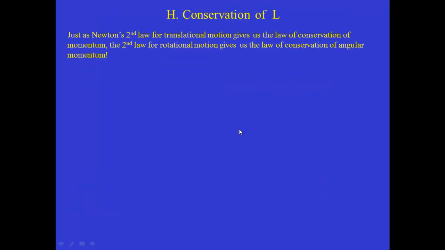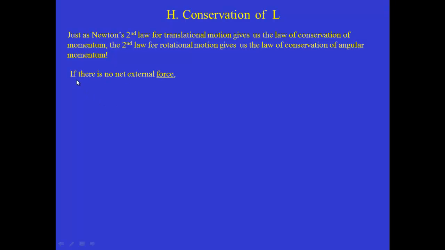Now, just as Newton's second law for translational motion was important because it gave us the law of conservation of momentum, the second law for rotational motion gives us, under the right conditions, the law of conservation of angular momentum. And this is the third great conservation law of classical physics. We started with conservation of energy, and then we showed that under the right conditions, momentum is conserved. And now we're going to see that, satisfying certain conditions, angular momentum is conserved for a system.